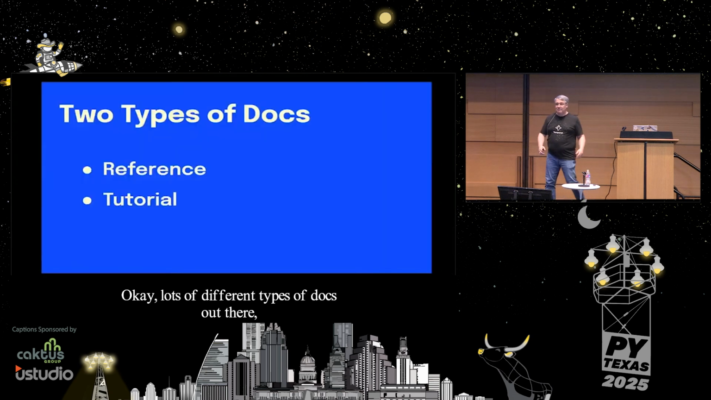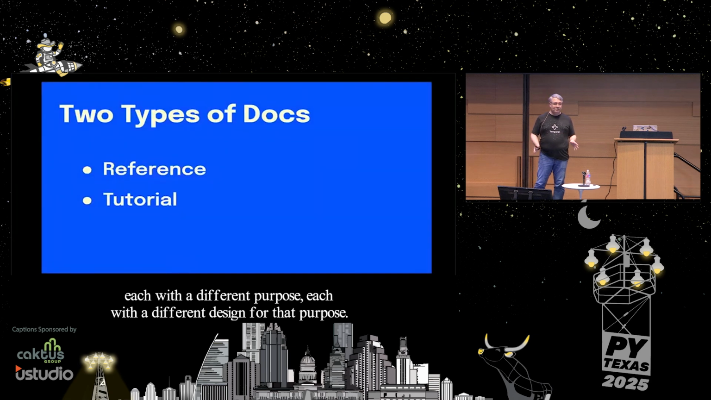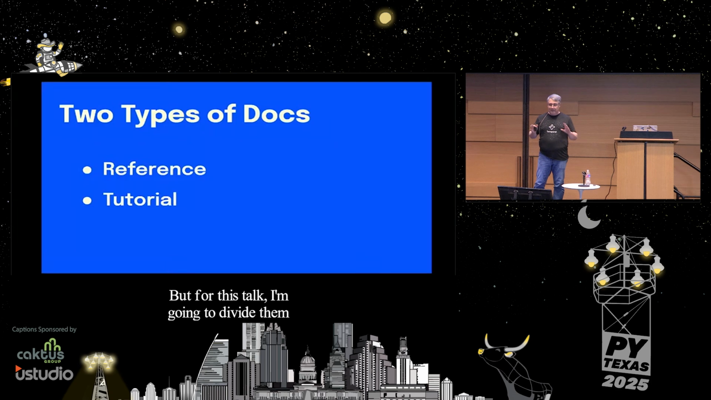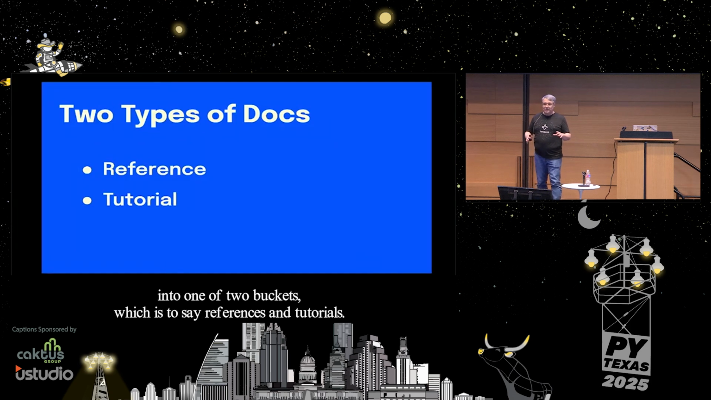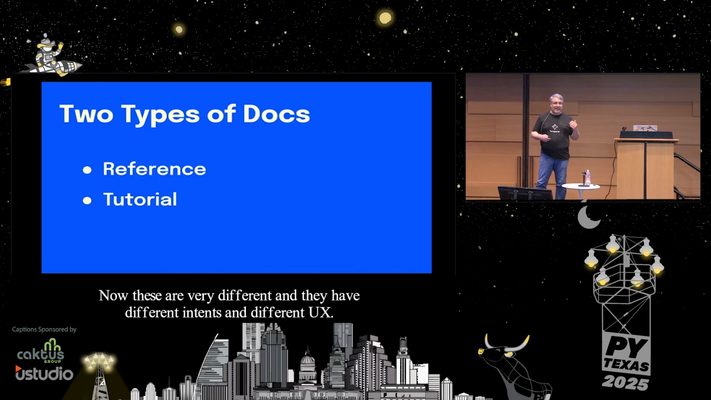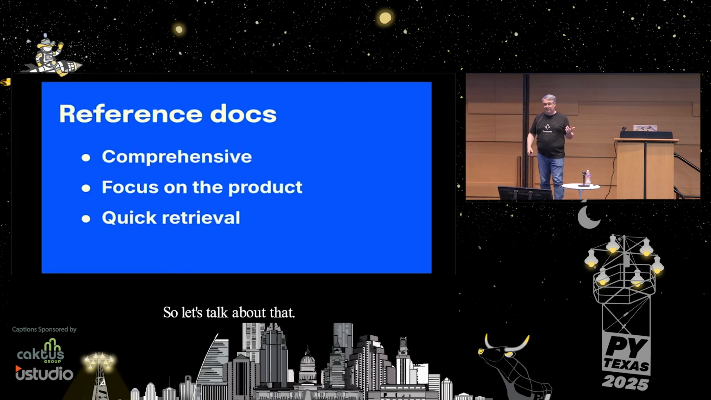There we go. Okay. Lots of different types of docs out there, each with a different purpose, each with a different design for that purpose. But for this talk, I'm going to divide them into one of two buckets, which is to say references and tutorials. Now, these are very different, and they have different intents and different UXs. So let's talk about that.